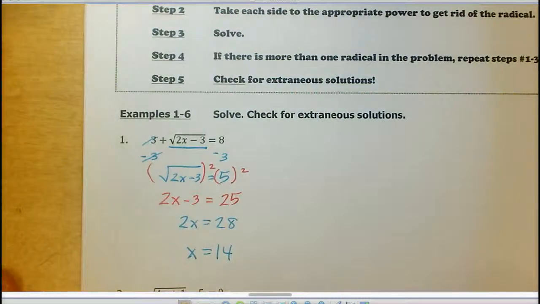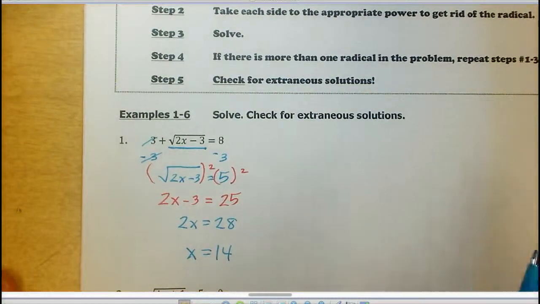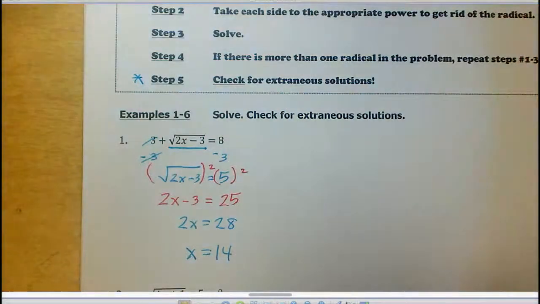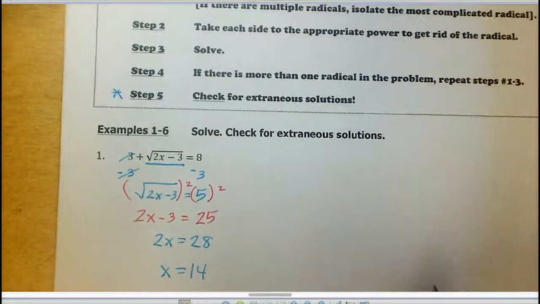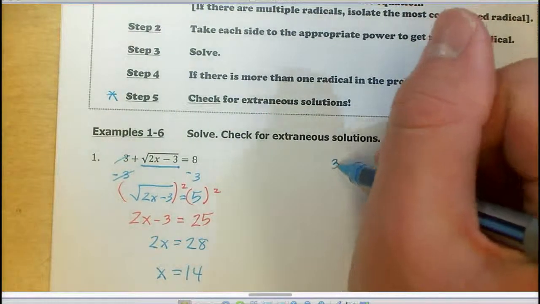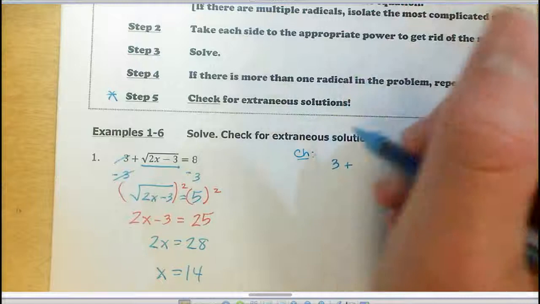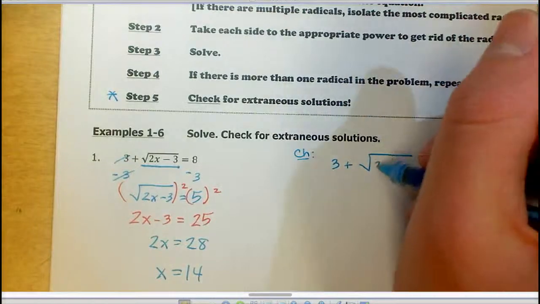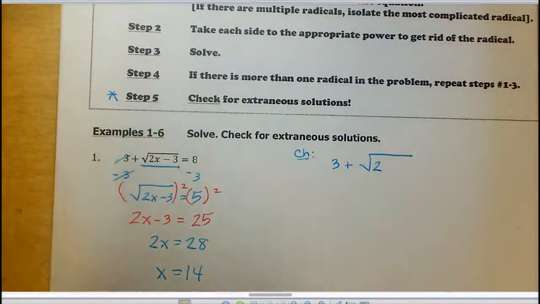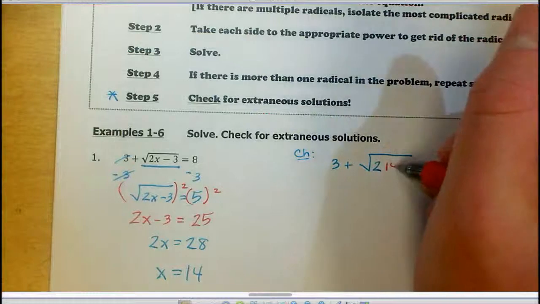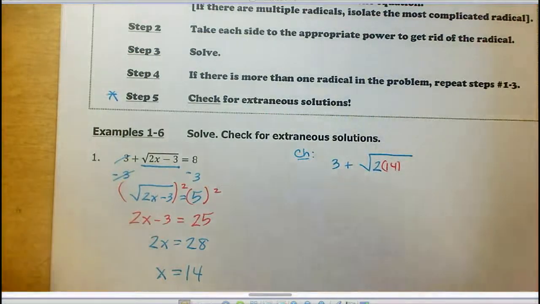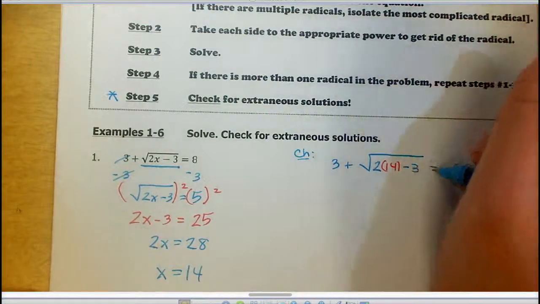One thing I have to do once I finish solving my radical equations is this last step here up in your box, step 5. When solving radical equations, there is the possibility for extraneous solutions. So you do have to check your answers when solving radical equations. So we do need to go back and plug in our solution to the original equation. The original equation was 3 plus radical 2x minus 3. So I'll plug 14 in for my x and see if I get a true statement.